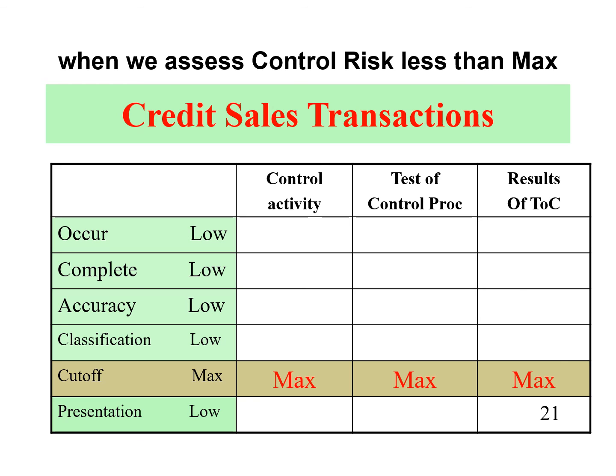Okay, so each and every time we assess control risk as low for an assertion, we have to identify specific control activities, test those control activities, and evaluate the results. So it gets complicated.